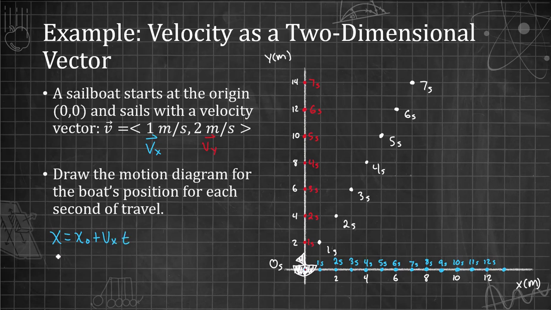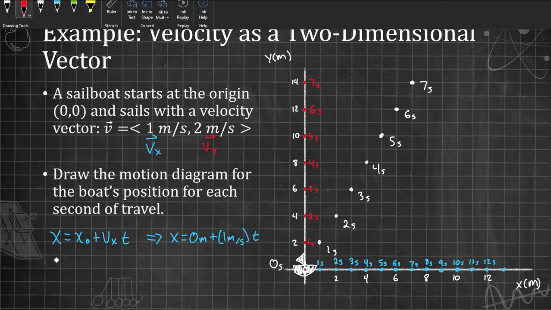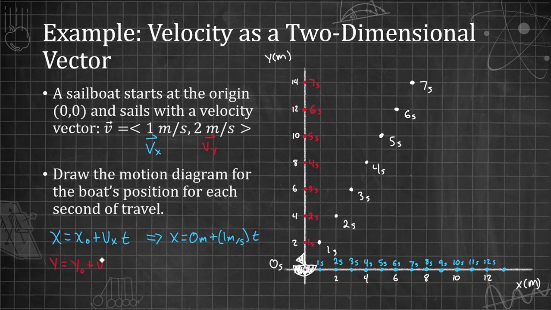And if we wanted to, we could actually use our motion equations to write an equation for the horizontal position as a function of time and the vertical position as a function of time. And that would just be that the position is equal to the velocity in that direction times the time.